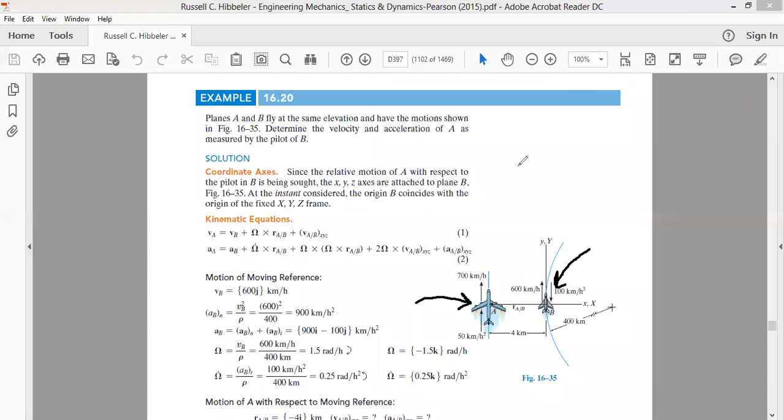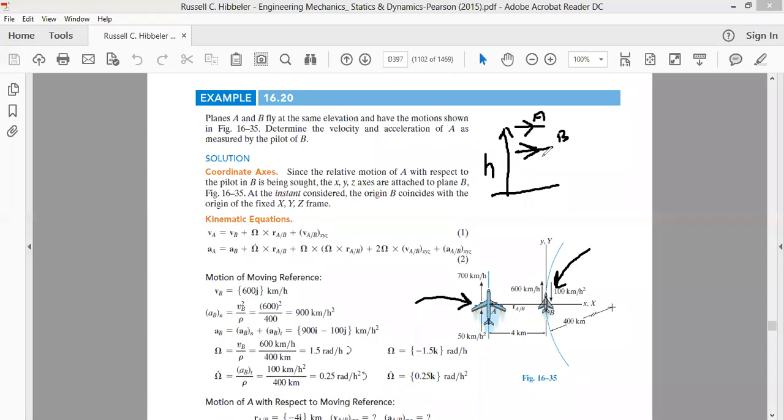If you see from the ground, then we can see something like this. We'll be having aircraft A flying like this. This is our aircraft A. And we'll be having aircraft B like this. They are at the same elevation from the ground. That is, plane A is at some elevation from the ground, at some height from the ground. Let's say that plane A is at a height h from the ground.